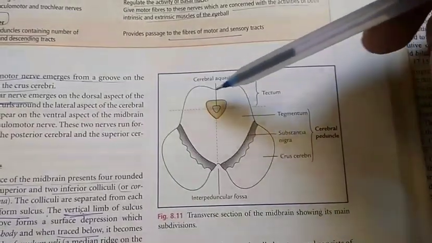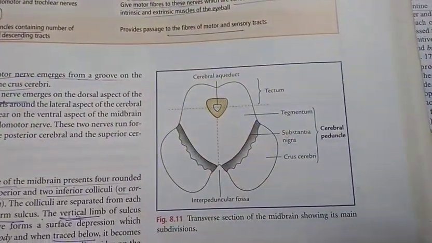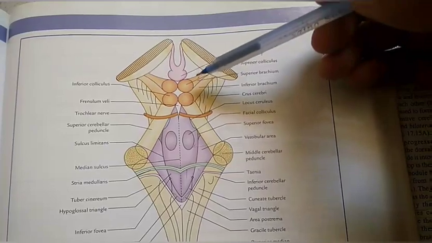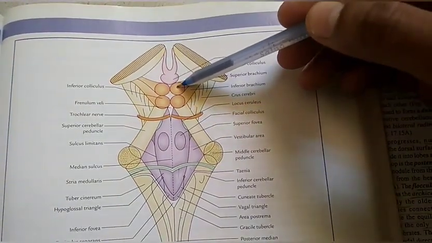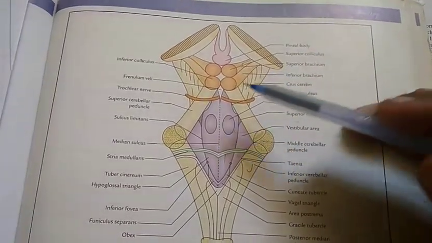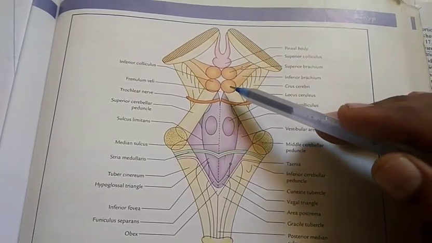On the dorsal aspect of midbrain, there are two elevations. These elevations are known as superior colliculus and inferior colliculus.